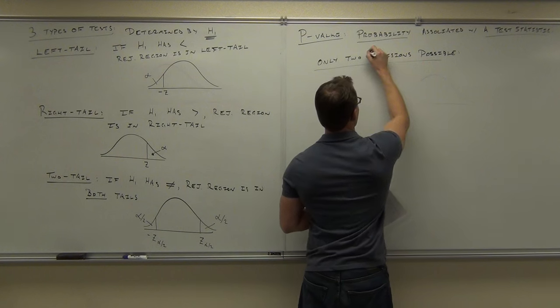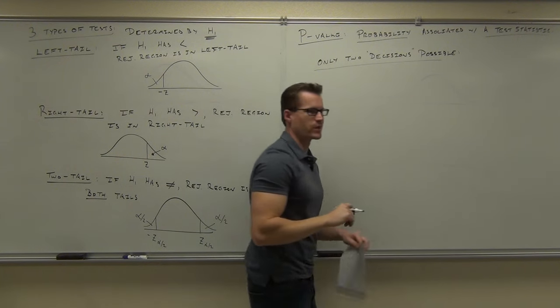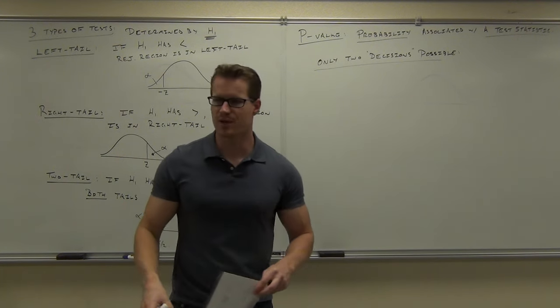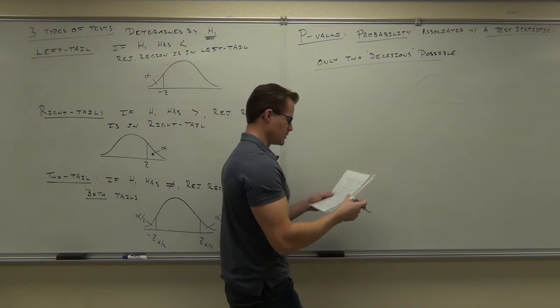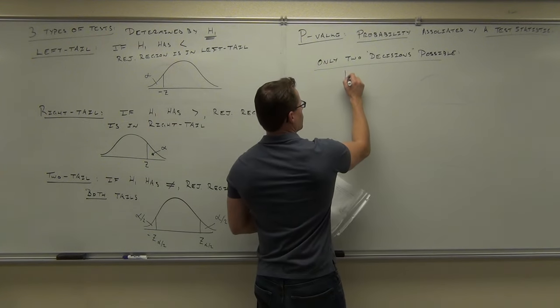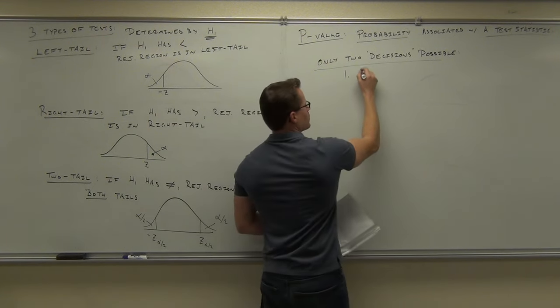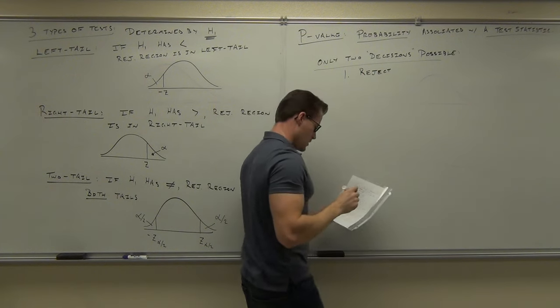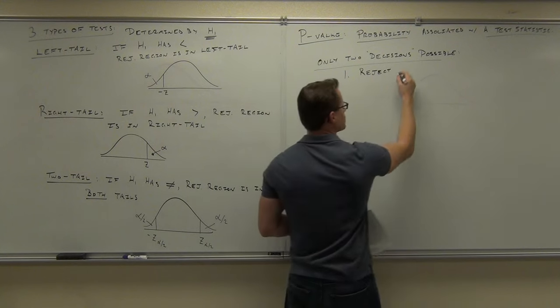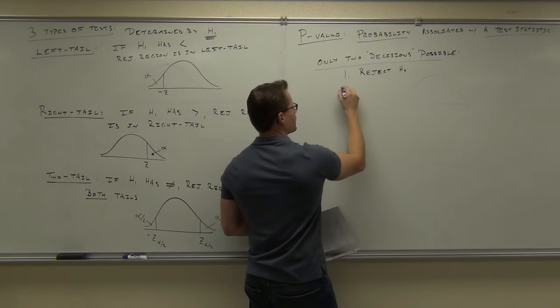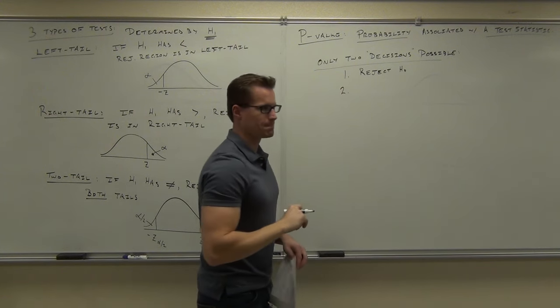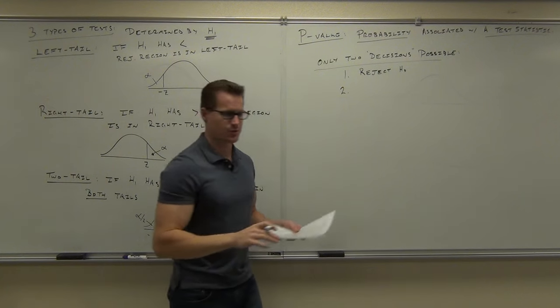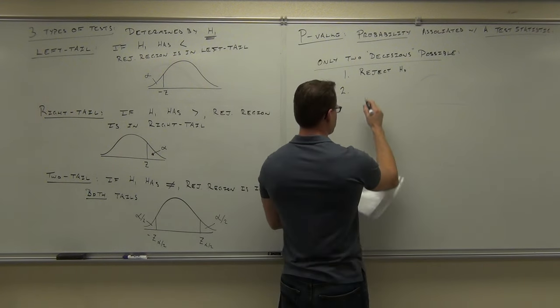Only two decisions. They're not really decisions. You don't get to decide. It's already decided for you based on the math. You just have to be able to do the math correctly. One, if it's in the rejection region, you are going to reject H of 0, the null hypothesis. Two, if it's in the fail to reject region for the traditional method, you fail to reject.